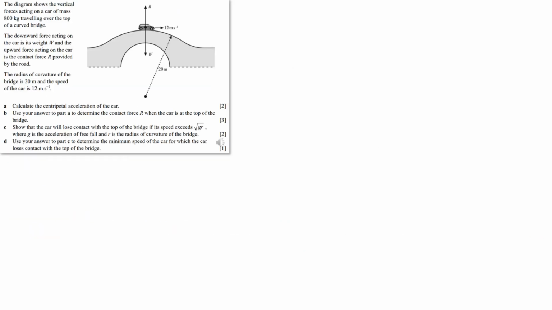Okay, starting off with part A, we want to find the centripetal acceleration of the car. If we look at the question, what are we given? We're given the radius of curvature, and we're given the speed of the car. So we can use a relationship. Let's start with part A over here.